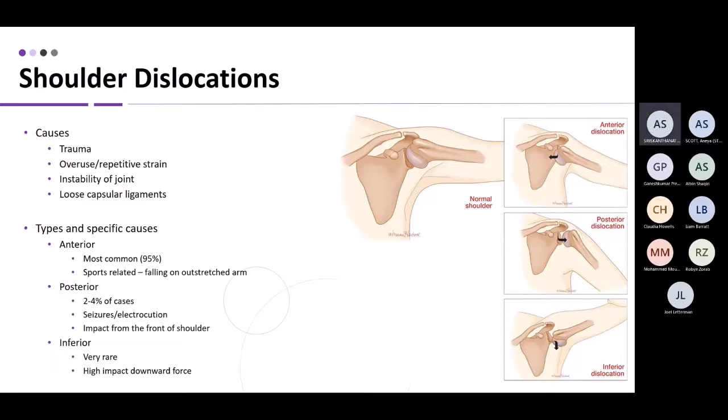Aside from trauma causing dislocations, other causes are overused repetitive straining, especially of the muscle groups which stabilize your joint, and the loss of the capsular ligament itself.